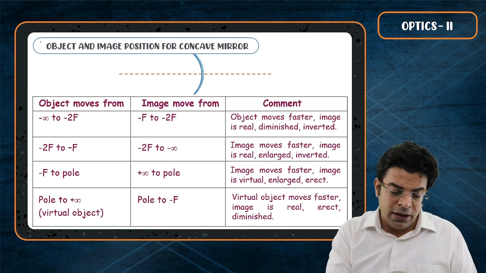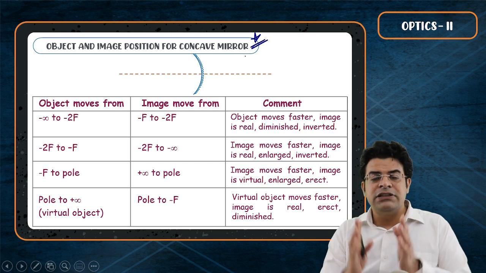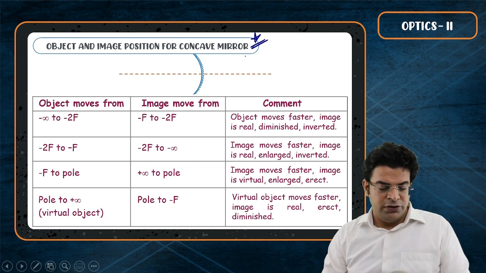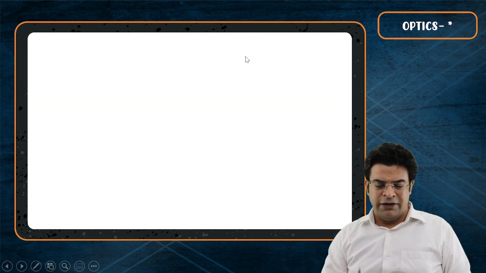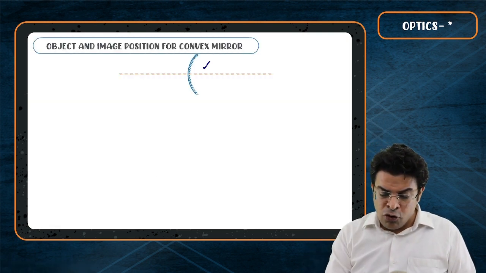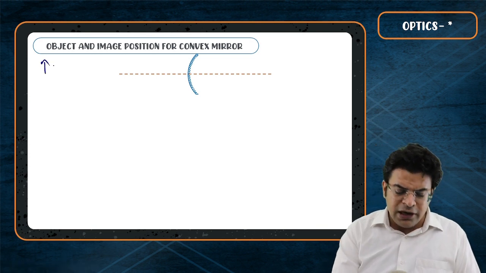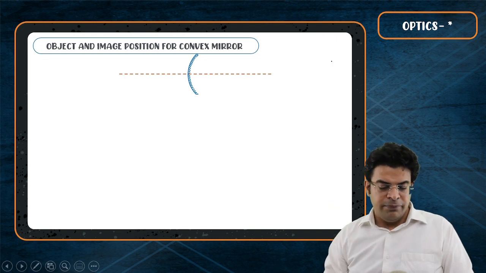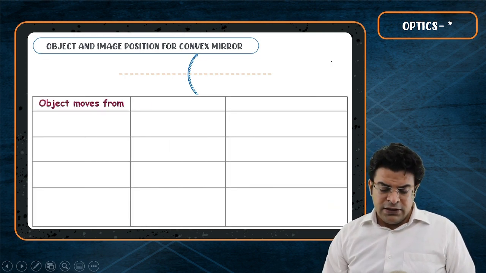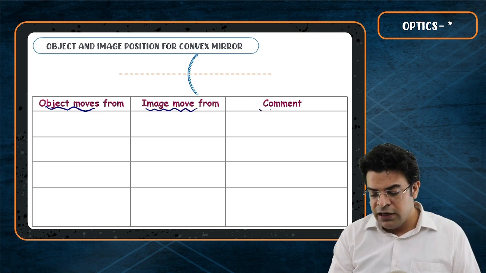As I have said, beta, go back to the starting point and revise this once I am done even with convex mirrors. So now let's talk about all the image positions for a convex mirror. If you have got a convex mirror, again moving the object from the negative extreme, minus infinity, to the positive extreme, plus infinity, let's take the same case. Object moves from here to there, image moves from where to where, and comment on it.